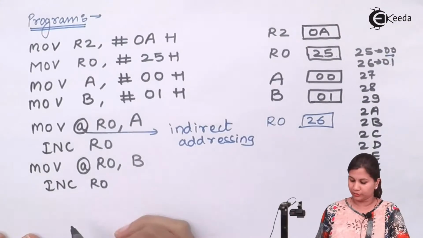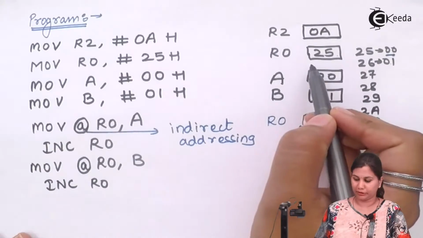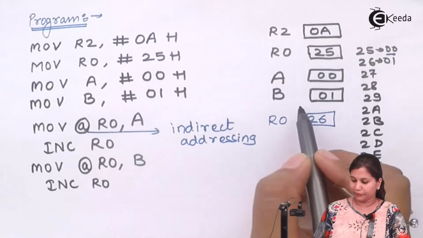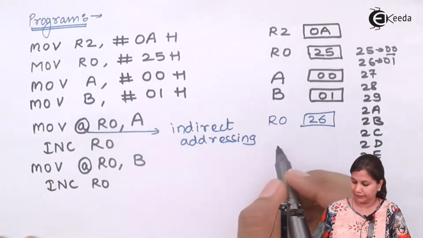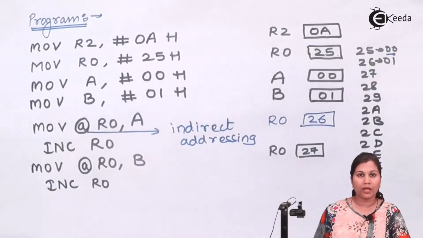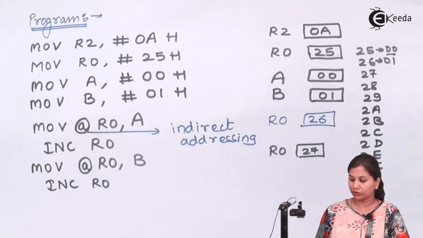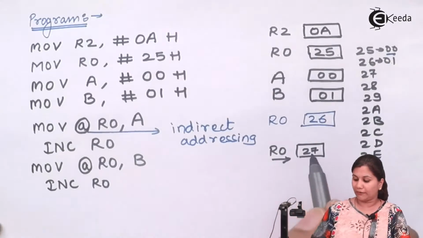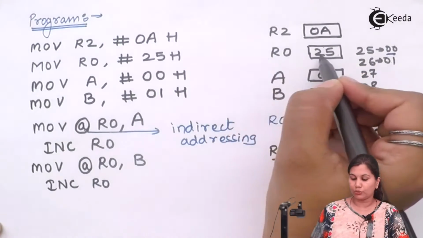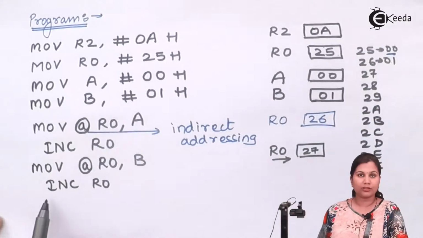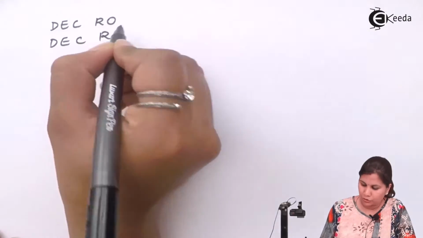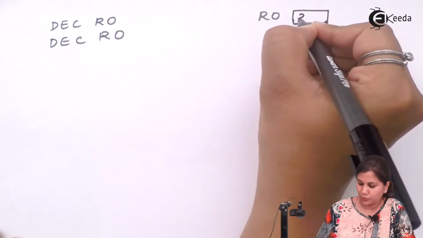So after incrementing R0, because first the R0 is at the 25 memory location, when we have incremented it, its value has become 26. And now after moving the B content into the memory location that R0 points to, at 26, it is again incremented. So now R0 is having 27. Now next our step is to add these two numbers and store the result of this addition at the next memory location 27. So now because R0 is at 27, we have to decrement it by 2 so that it can reach again the memory location 25. So we will write the decrement instruction 2 times. So now R0 register is carrying the memory location address 25.